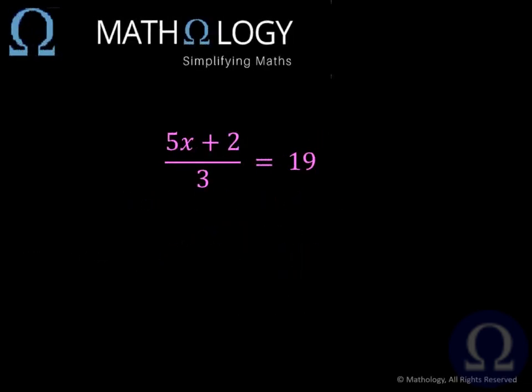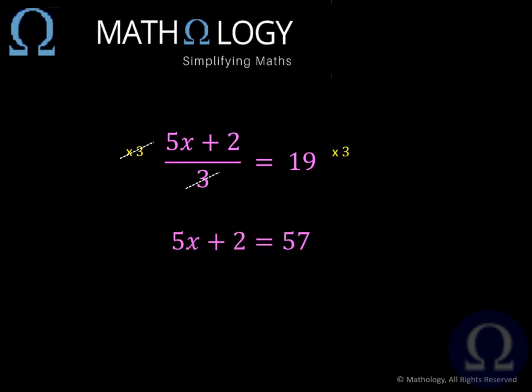To solve for x, we need to isolate the term that contains the variable x, which is 5x. To do this, we need to reverse all the operations that hold the equation together. So, the first thing we do is to multiply the quantity on the left by 3, to reverse the division. In doing so, we also multiply 19 by 3 in order to maintain the integrity of the equation. We now have 5x plus 2 equals 57.